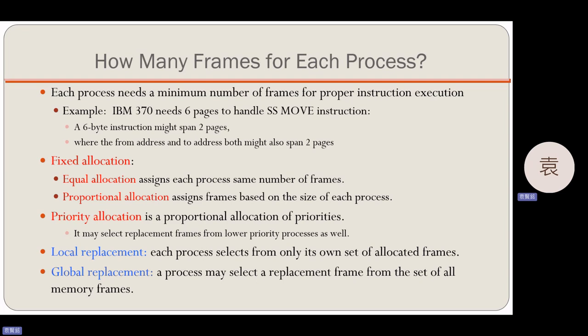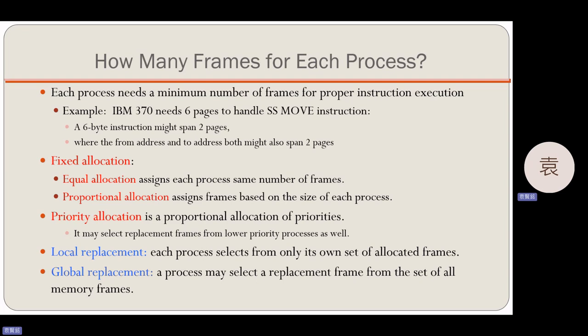Okay, so this is the physical requirement or restriction by the machine itself, by the machine instruction. So the minimum number of physical frames for each process depends on the machine itself.